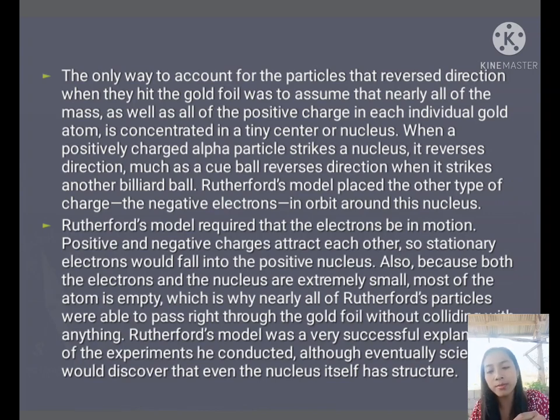So Rutherford's model required the electrons to be in motion, since positive and negative charges attract each other. Stationary electrons would fall into the positive nucleus. Also, because both the electrons and the nucleus are extremely small, most of the atom is empty, which is why nearly all of the alpha particles were able to pass right through the gold foil without colliding. So they did not collide with anything.